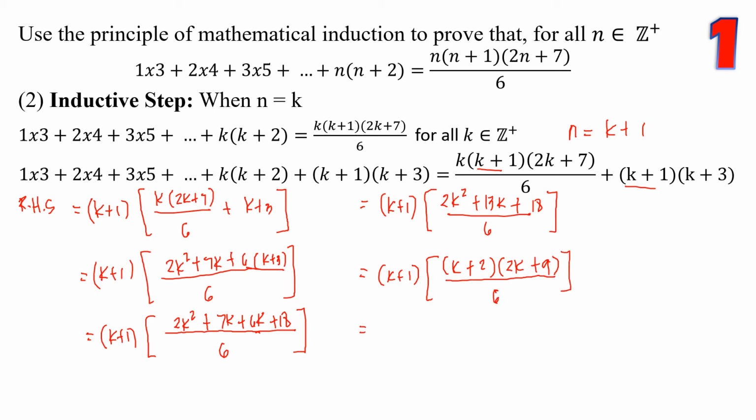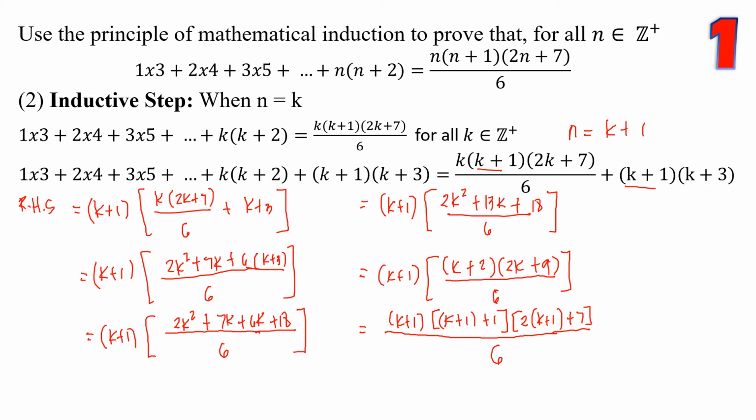We are multiplying k plus 1 to a fraction, hence we can write all the factors in the numerator. So we have k plus 1. Notice that k plus 2 can be written as k plus 1 plus 1. Also, 2k plus 9 can be written as 2 times k plus 1 plus 7, all over 6.